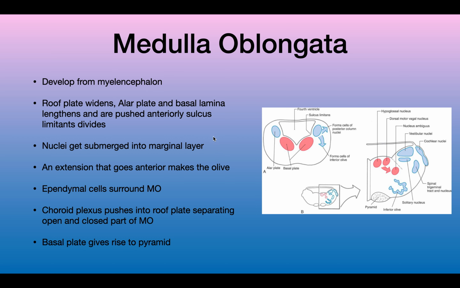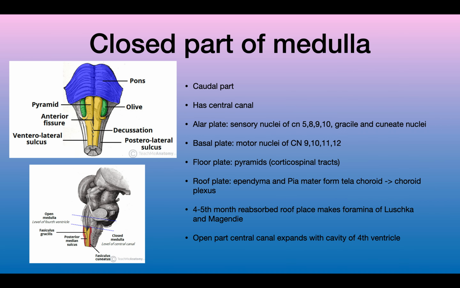Above, so it's going to come from the matrix, right? And then it gets pushed down and kind of out, and then an extension goes anteriorly, and that will make the olive. Ependymal cells will surround the medulla oblongata, and the choroid plexus will push into the roof plate, separating it and creating the open and the closed part of the medulla. The basal plate will give rise to the pyramids. We'll go through the structures and the functions of those later.